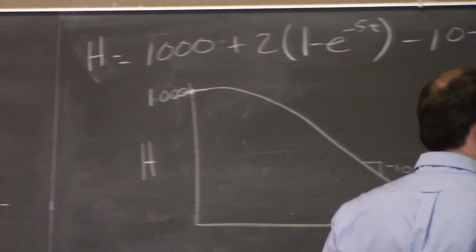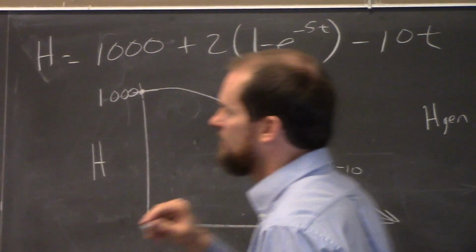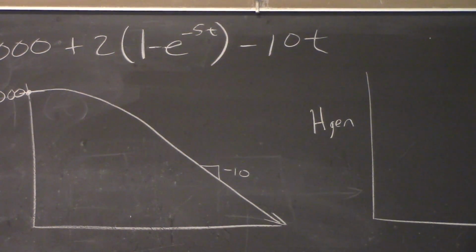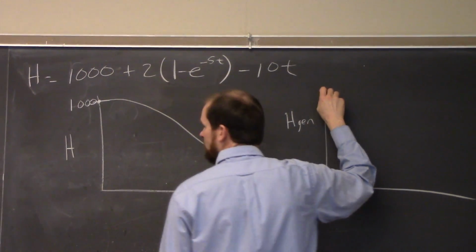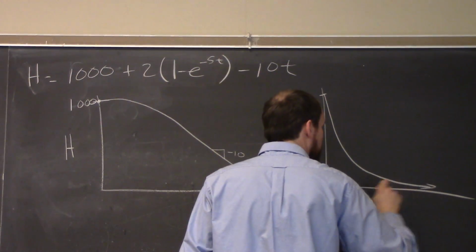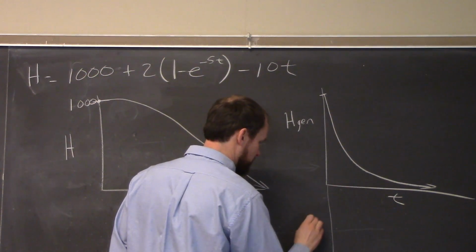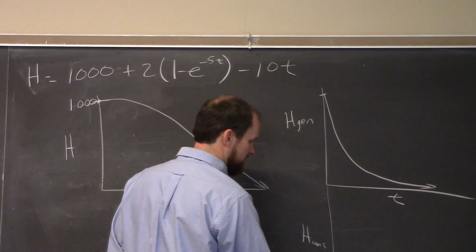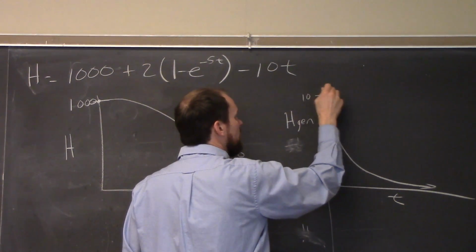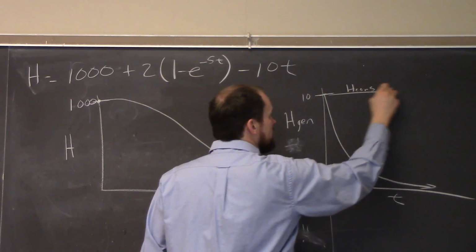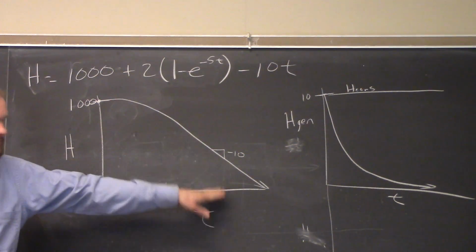So the other thing I could do is plot H generated, which I just erased, is 10e to the minus 5t. So H generated starts pretty high and then decays down to 0. This is for time. And H consumed is steady at 10. So it'll start flat, and then as I get more and more cells, I'm going to consume more.